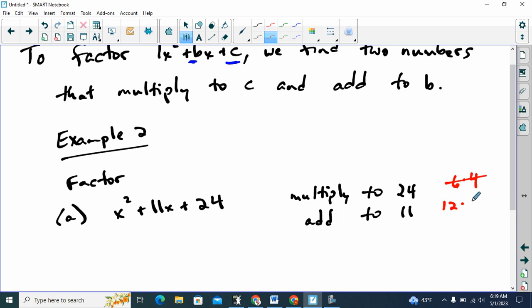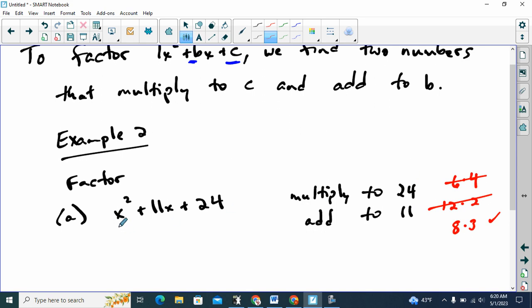And again, it might take a little bit of guessing. Let's try 12 times 2. 12 times 2 gives me 24. We want to add them. 12 plus 2, that's not 11. And subtract them. 12 minus 2, that's not 11. Our numbers are not 12 and 2. Maybe we come up with 8 times 3. 8 times 3 is 24. 8 plus 3 is 11. These are the numbers that multiply to 24 and add to 11.